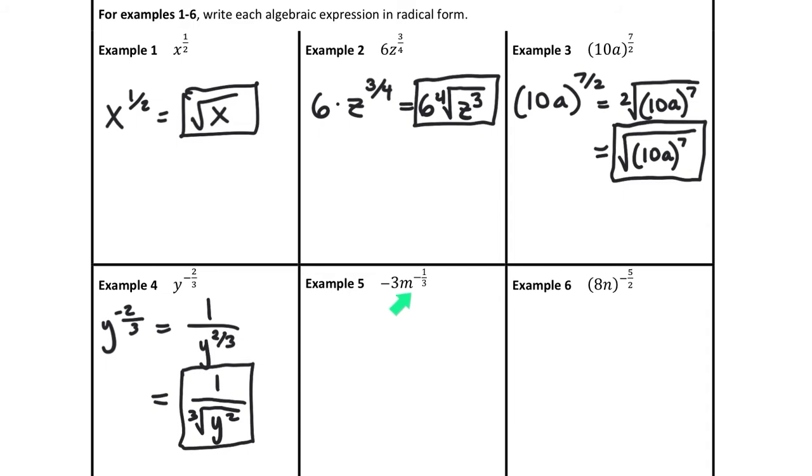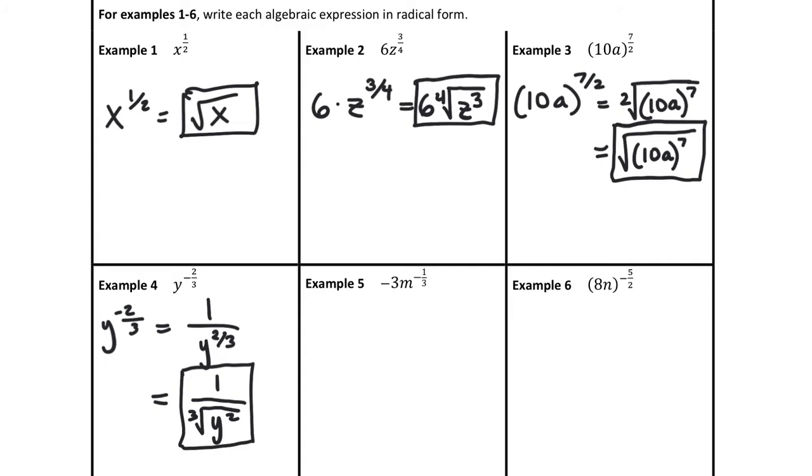Example 5, the negative 1/3 is only on the m. Okay, so if they don't have a parentheses, then we assume that it only belongs to the letter closest to it, to the number or the letter closest to it. Over here in number 3, we knew that it was on both because there was a parentheses covering both. Here there's no parentheses, so we assume that the negative 1/3 is a power of m. So the negative 3 is by itself.